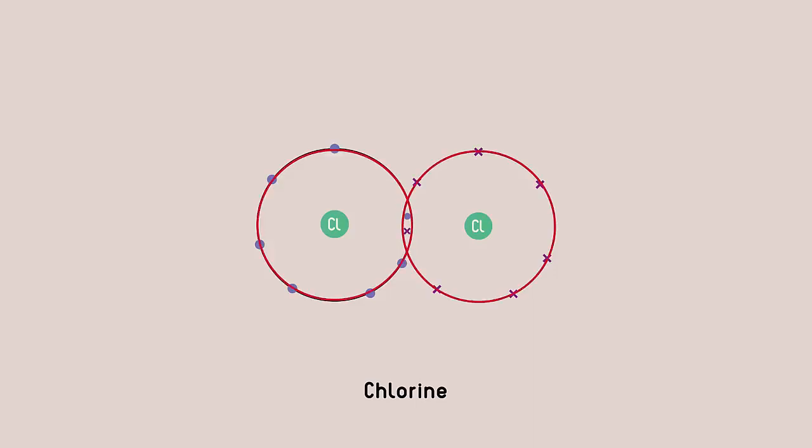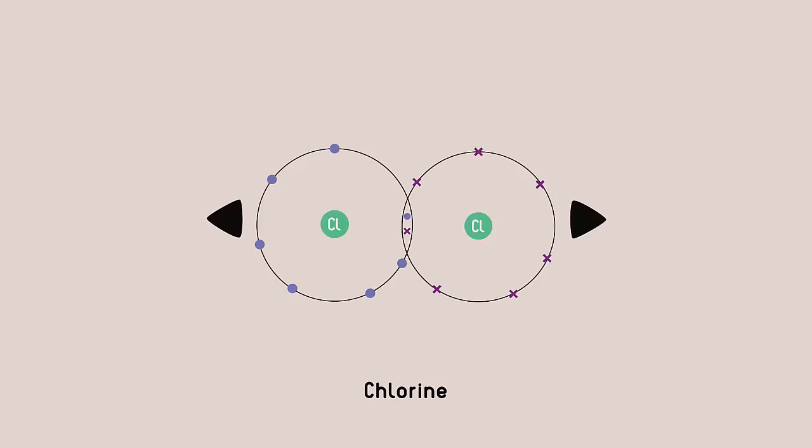Notice that only the valence electrons have been shown. If we label the nucleus as Cl, we don't need to draw out all the rest. Chlorine can't steal an electron from another chlorine, because they are both pulling on the electrons just as hard.